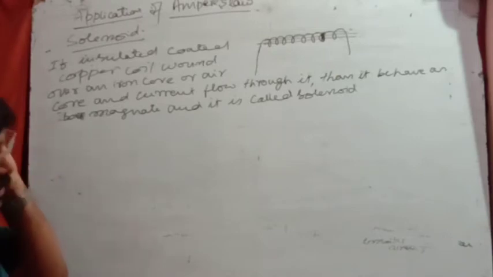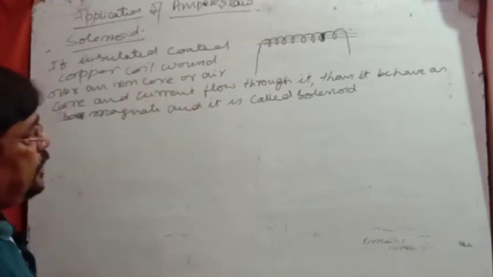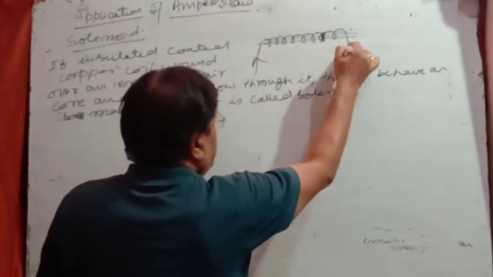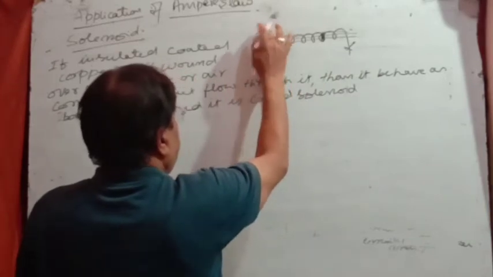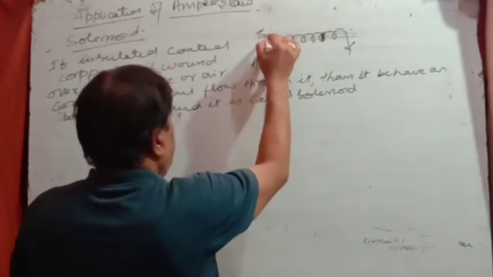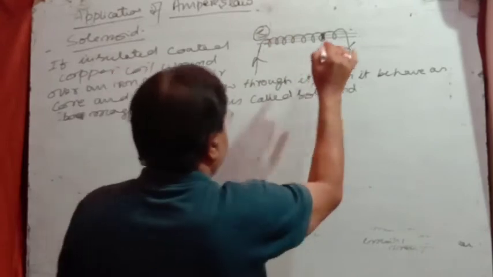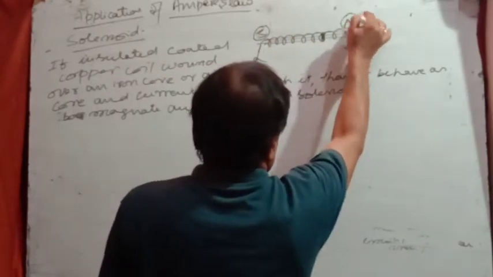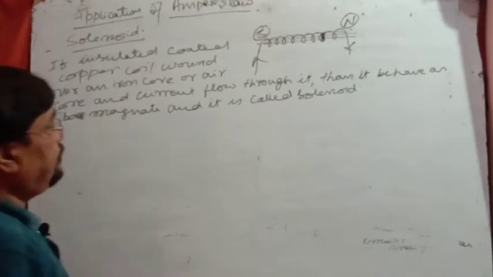बात समझ में आ गई कि सोलेनॉइड क्या होता है कि यदि मान लो कॉपर कोटेड कॉइल को हम वाइंड अप करें किसी आयरन कोर पर या एयर कोर पर और करंट फ्लो थ्रू इट, देन इट बिहेव एज अ मैग्नेट. The end from which the current flows behaves as south pole and the other is the north pole. So it is a solenoid. ठीक है.